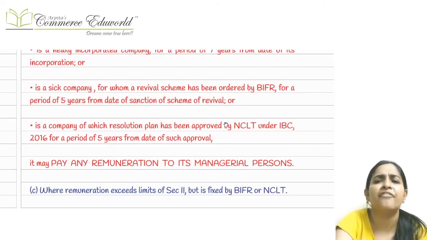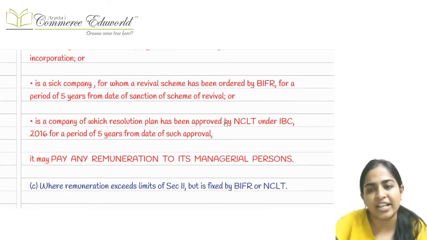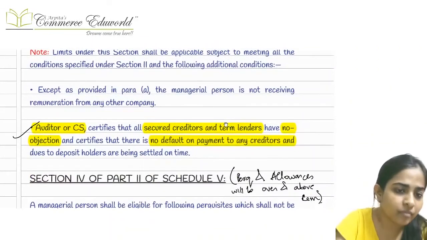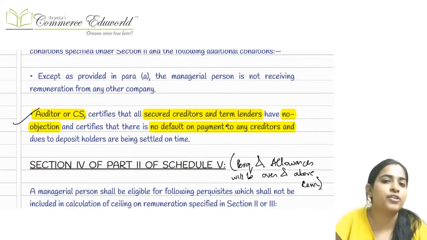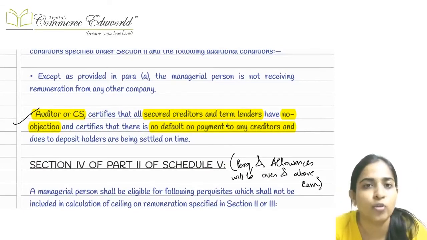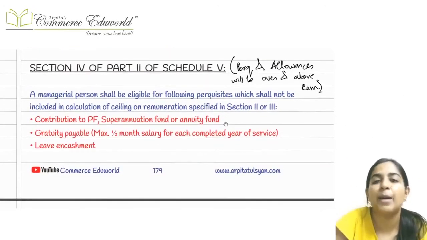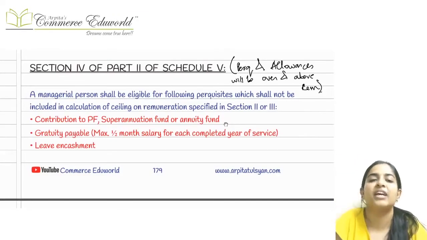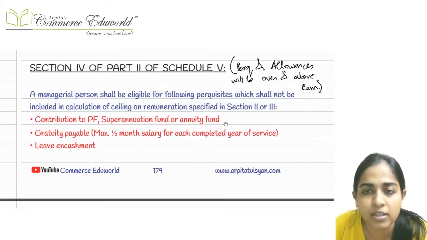Or suppose the BIFR has fixed the limit of your remuneration, then whatever amount the BIFR, that is the Board for Industrial and Financial Reconstruction, has fixed, that much amount we can pay. Now here the auditor or the company secretary has to give a certification that no default has been done with the outsiders, and the outsiders do not have any objection. Then only you can pay any amount more than the limit. Those were the important pointers which we have taken from Section 3, because it's not very important, so we have just covered the important pointers from there.